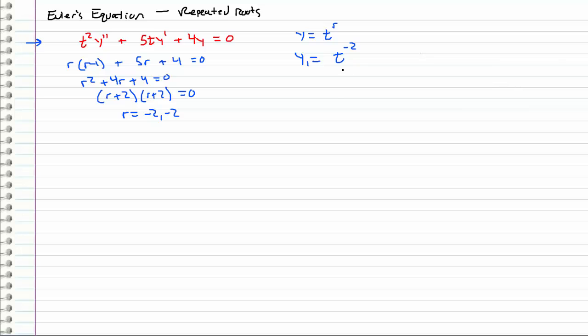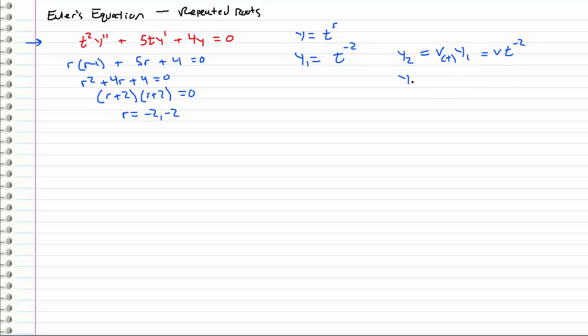And because we only have one solution, we have to do something to get another solution. That process is called reduction of order, which I introduced to you guys in the repeated roots case for the constant coefficient equations a few videos ago. The way that we do that is we assume a form for our y2 as some unknown function v of t times our y1. In this case, it is v times t to the -2. So this is the form that we are going to assume.